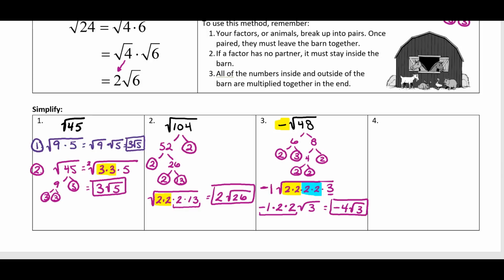Alright, so last one is going to be 2 times the square root of 108. So I want you to try this one on your own. When you think you have it, turn the video back on to check your answer.